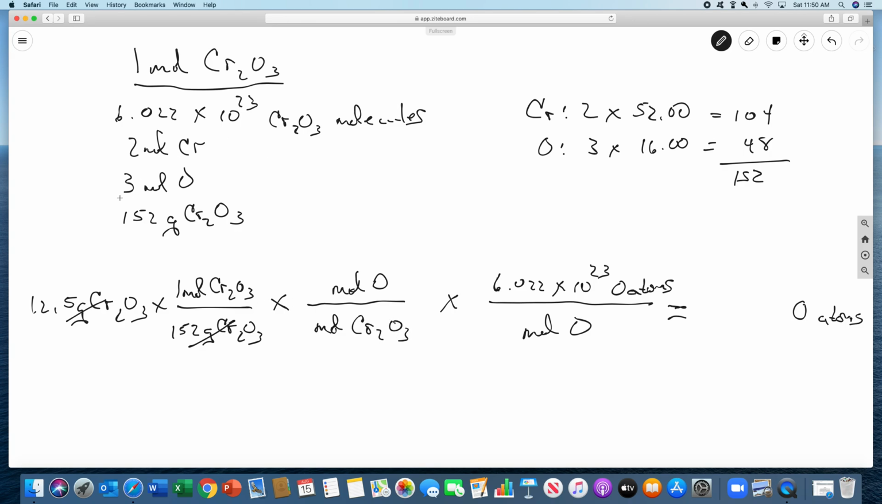And I know from the formula that there's 3 moles of O in a mole of Cr2O3. And see, now the units cancel, and I could do the math. So then I go 12.5 divided by 152 times 3 times 6.022 times 10 to the 23rd. I would have 1.49 times 10 to the 23rd oxygen atoms.